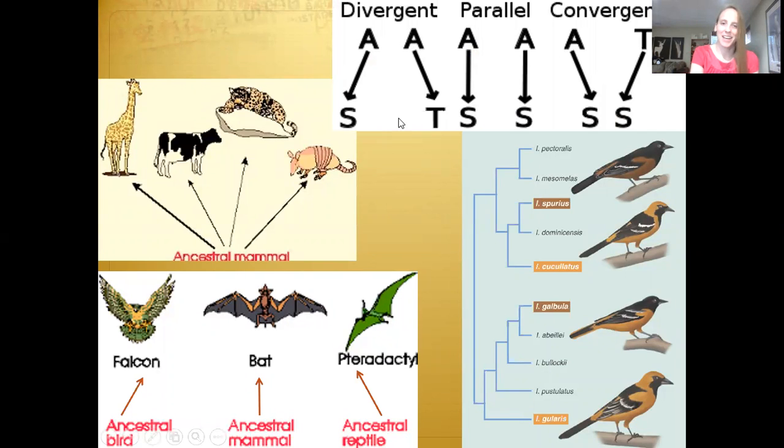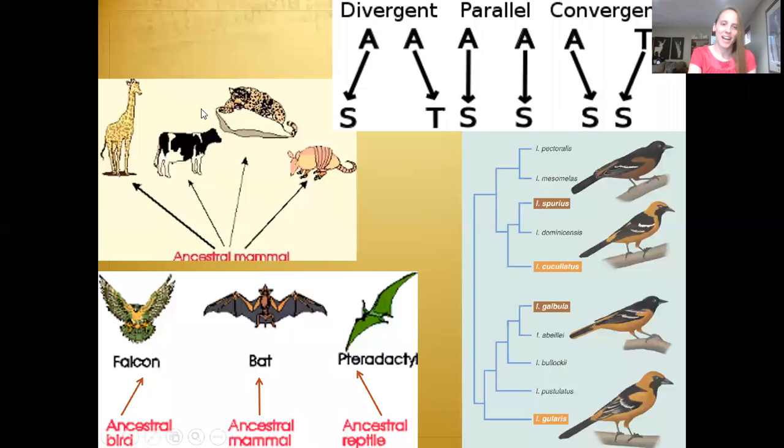So this is kind of like how we would represent this. So divergent, they start off the same, they evolve differently from one another. Parallel, they start off the same, they end up the same even though they've both changed. And convergent, when they start off different, but they evolve to be similar over time.